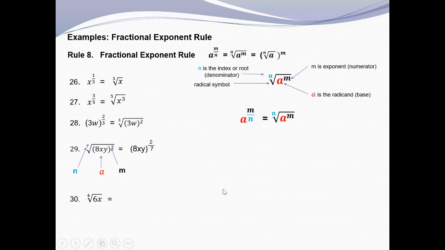Okay, on this one, we have to be careful. If it doesn't have anything there, it's going to be all together because it's inside the radical. So it's going to be 6 parentheses 6x close parentheses to the 1/4 power. Okay, but now here's a common mistake that students make.